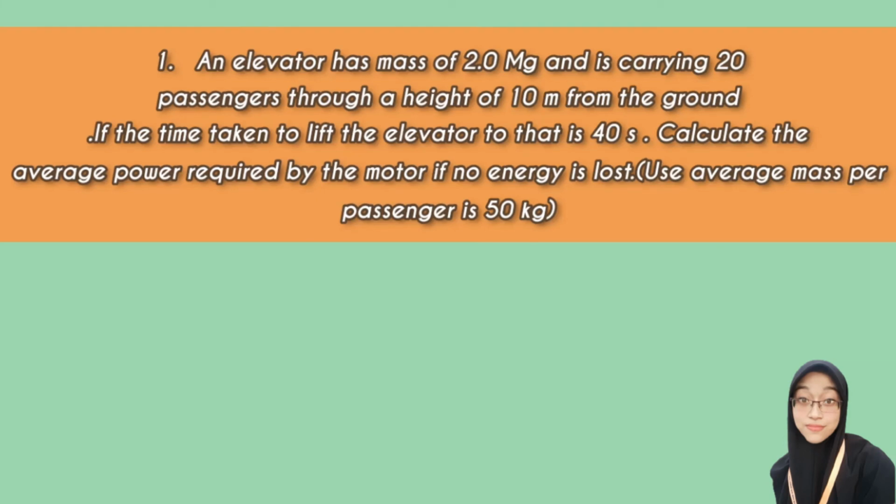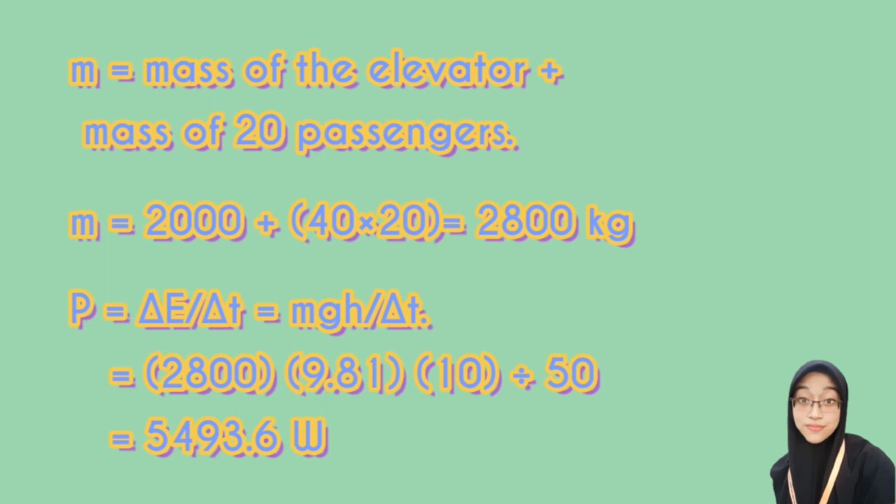For the first question, an elevator has mass of 2.0 Mg and is carrying 20 passengers through a height of 10 meters from the ground. If the time taken to lift the elevator is 40 seconds, calculate the average power required by the motor if no energy is lost. Use average mass per passenger as 50 kg. By using the given information, we can get the small m, which is mass of the elevator plus mass of 20 passengers, and substitute the value, we get small m value, which is 2800 kg. And using the related formula and substituting the value, we get the answer.